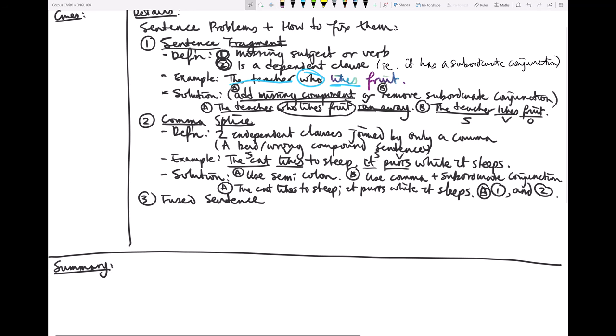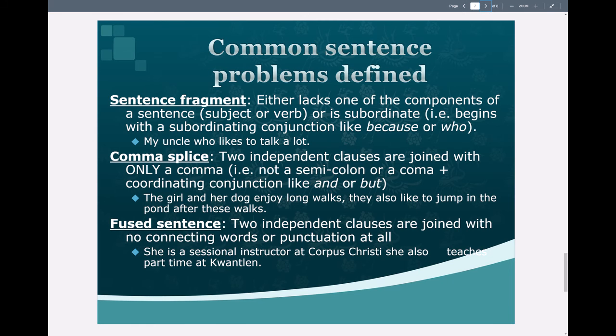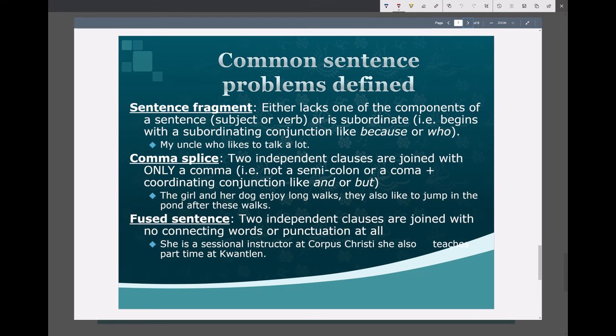Alright, so we've done two problems and solutions so far. So the third problem is a fused sentence. Again, we're going to need the definition. Let's see what it says. We need two independent clauses. They are joined together, but there is no connecting words or punctuation at all. So it's another bad compound sentence, but this one's worse. There's nothing, no connection between them.